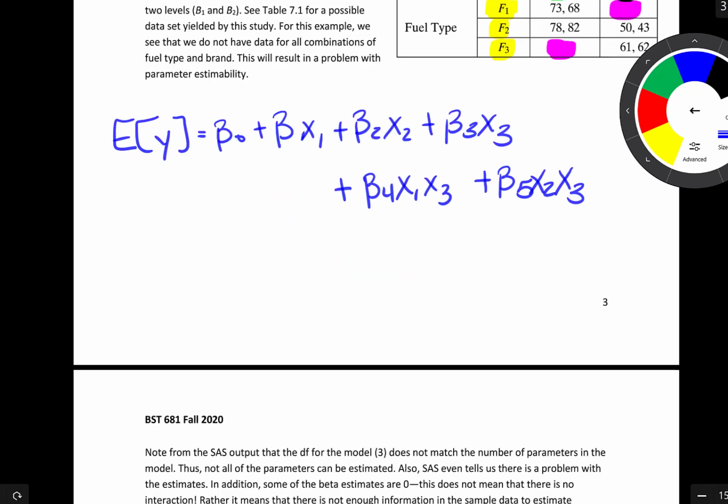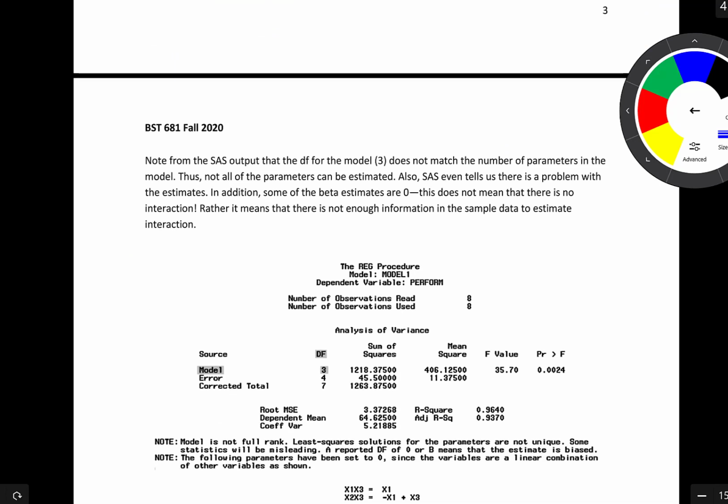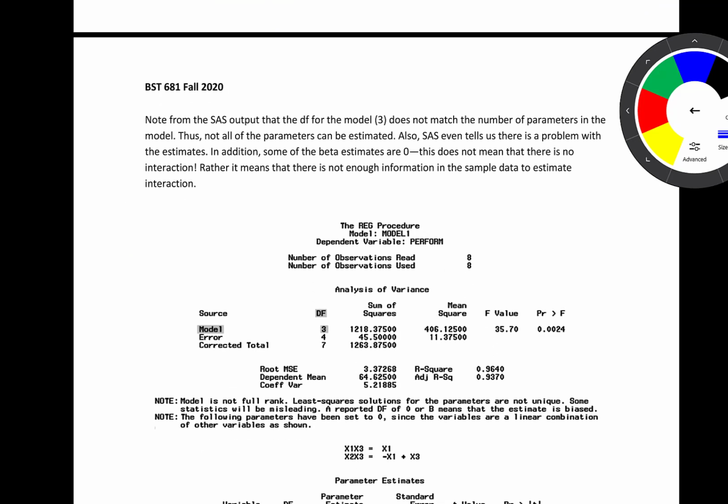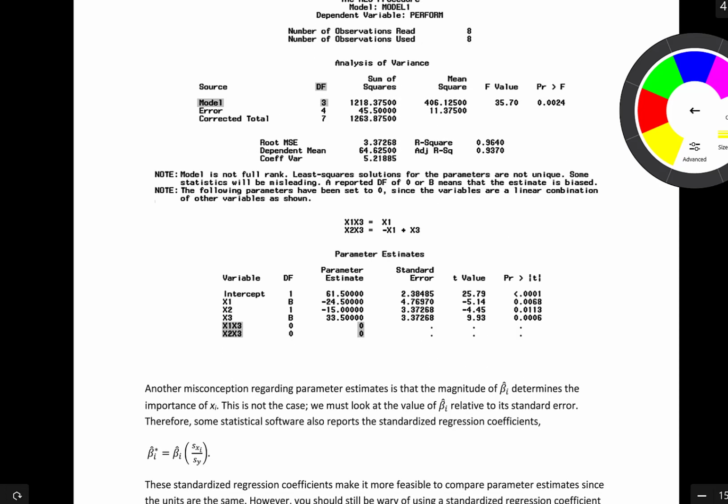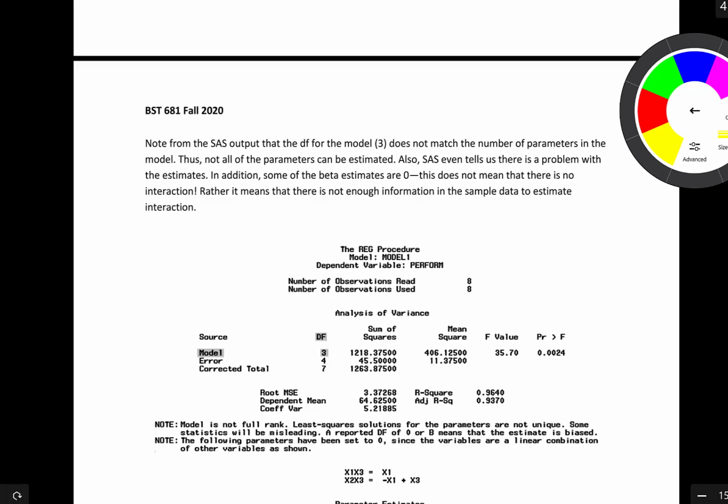All right, so notice if we go down to the SAS output, we're going to see that not all of the parameters can be estimated. And the reason for that is we don't have data for all of the possible combinations. So let's look at some of these. So notice here, we don't have data for the X1X3, X2X3, in other words, those interactions. It's estimating the parameter at 0.